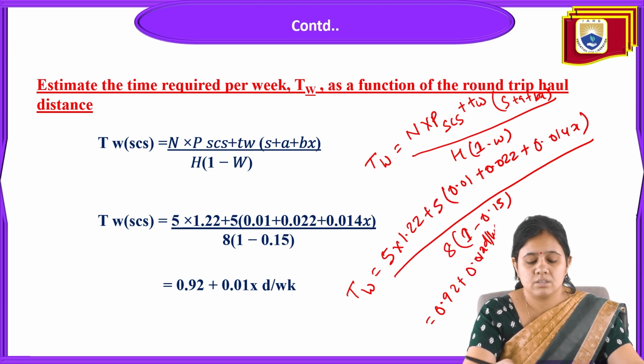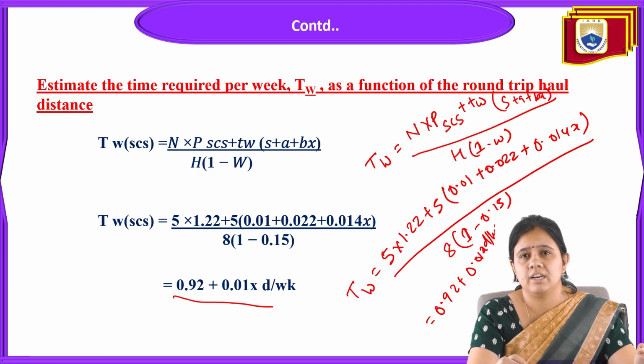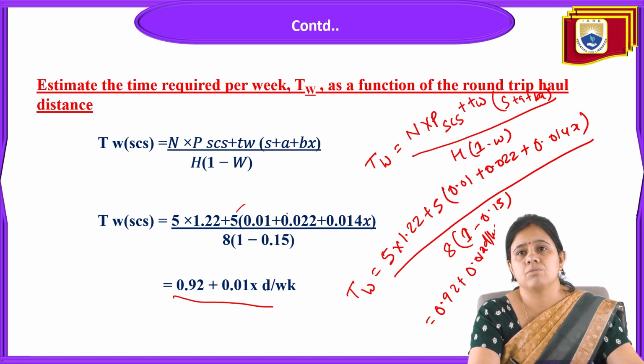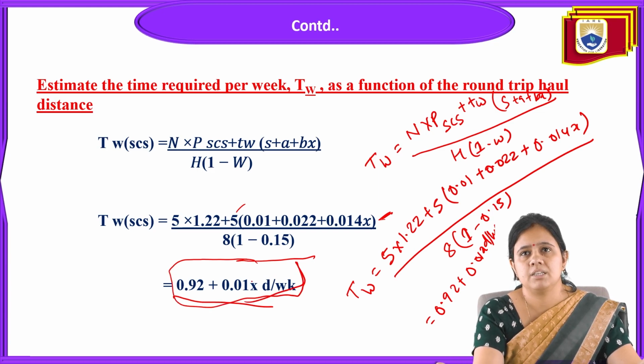Per week. So as a function of the round trip haul system, this is required for calculating the time required per week. TW is the time required per week, equal to N into P. N we have already calculated, N is the total number of trips required. P is the time required for an empty container; for 5 empty containers, the time required is 1 hour 22 minutes. So like this we calculated this formula, and we get this as a function to estimate the time required per week.